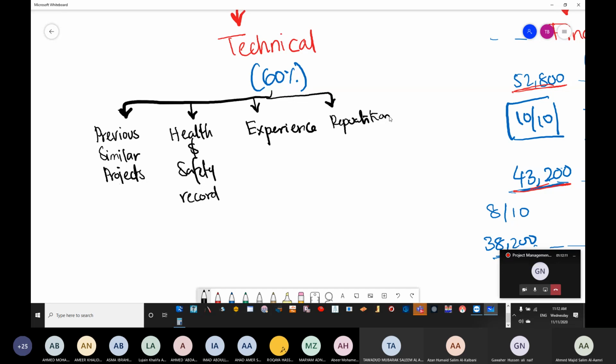Other than reputation, can I say Omanization? As a government, for example, will you give your project to a company who is having more Omanis or less Omanis?